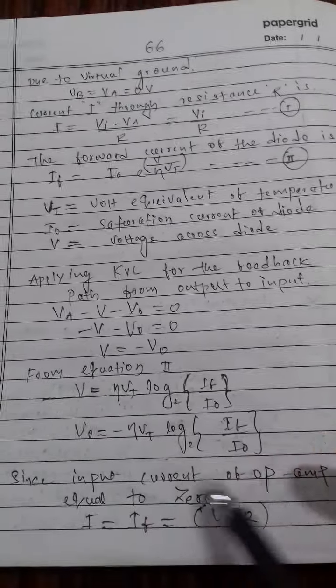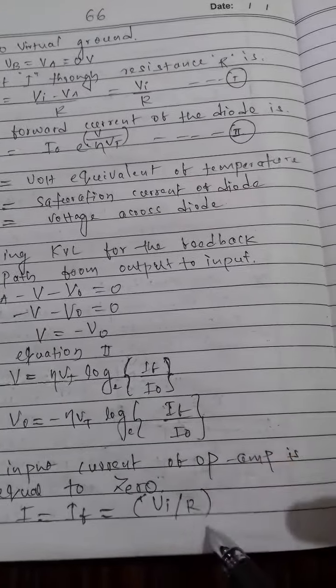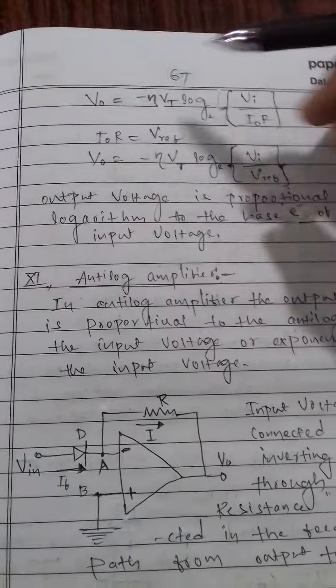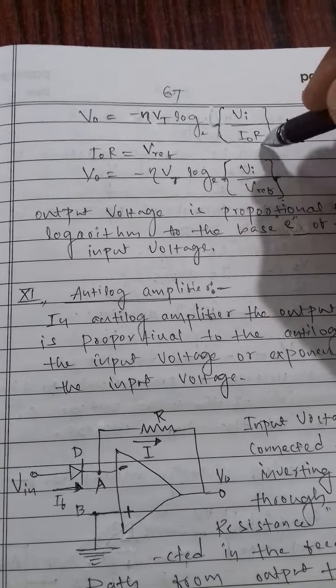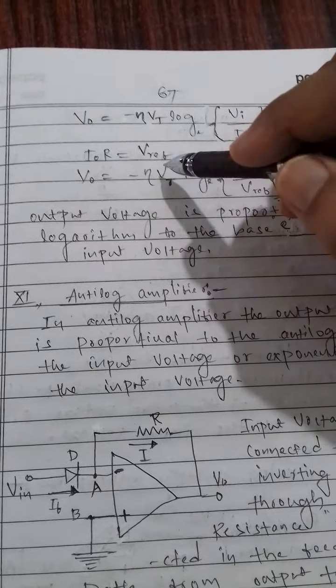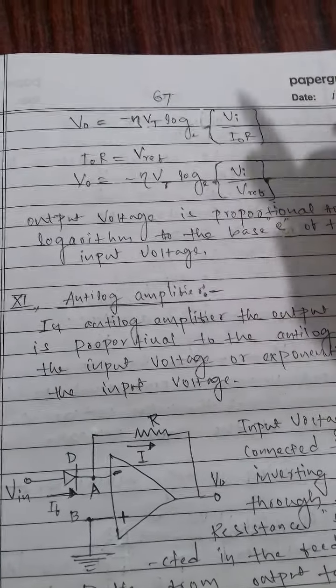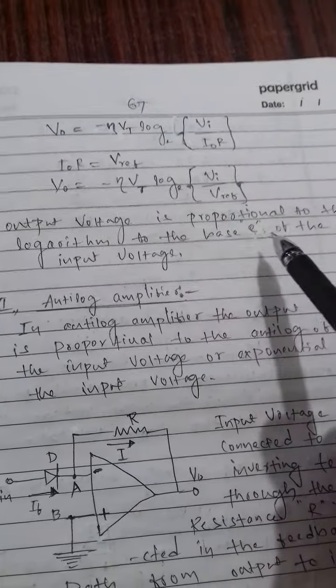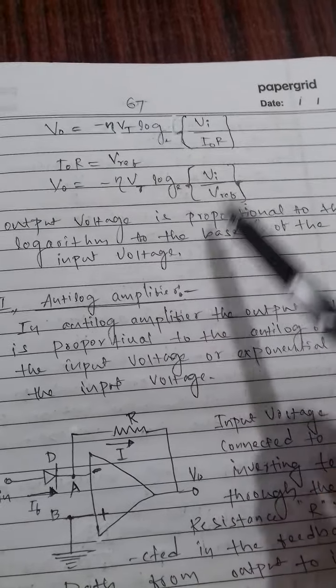Since the input current of the op amp is equal to 0, I is equal to IF is equal to VI upon R. Output voltage is equal to minus eta Vt log of VI upon I naught R to the base e. I naught R is equal to the reference voltage. Output voltage is equal to minus eta Vt log of VI upon Vreference. So that output voltage is proportional to the logarithm to the base e of the input voltage.